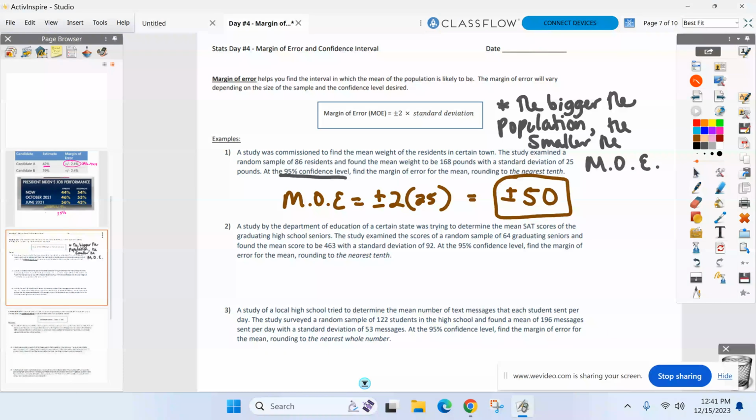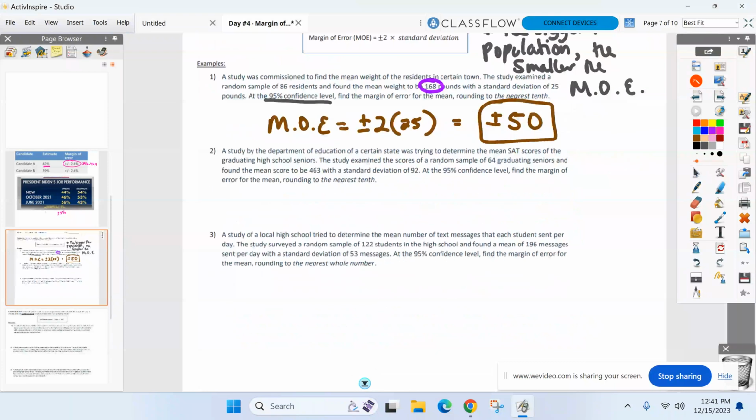Again, what does that mean? Remember the mean weight was 168? Not really that great of a study, right? Because we're saying it could be 168, but it also could be 50 pounds below or 50 pounds above. But I'm telling you, the more people we bring in, the smaller that's going to get. So that's what that plus or minus 50 means. Keep going. There's only a couple here I have for you.